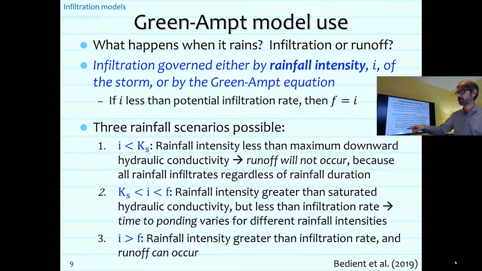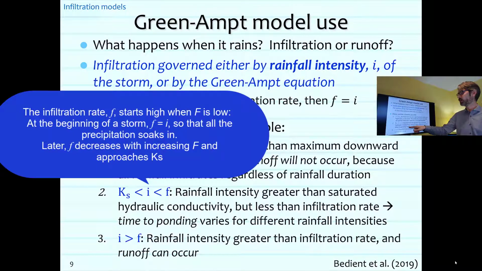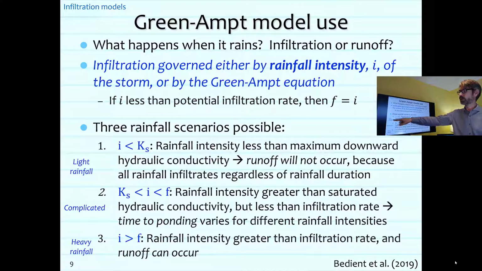This is our complicated case. And so here, the rainfall intensity is greater than the saturated hydraulic conductivity, but less than the infiltration rate. And so the time to ponding, so as that infiltration rate decreases, we're more likely to get puddles. And that time to ponding will vary for different rainfall intensities. So what you should remember from this is these three cases. This one corresponds to light rainfall, this one to heavy rainfall, and this is our complicated case.